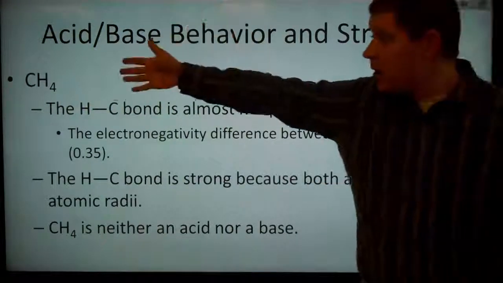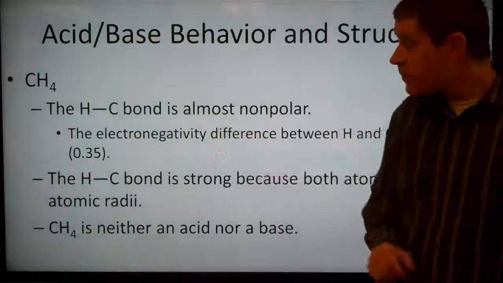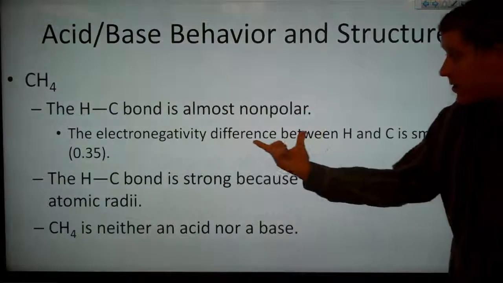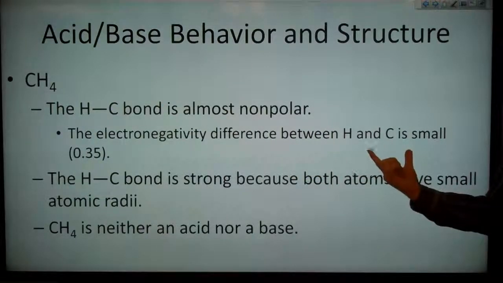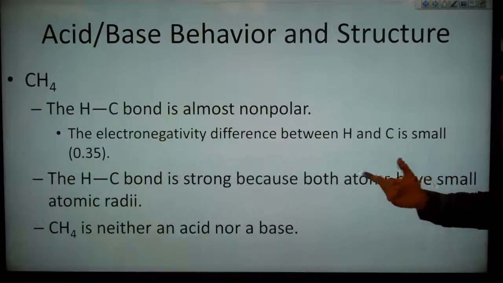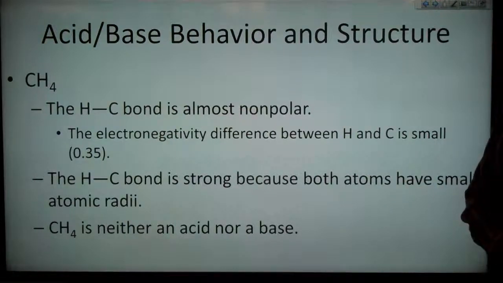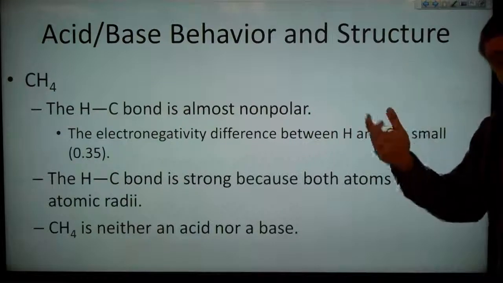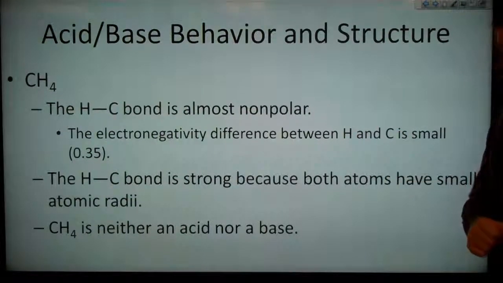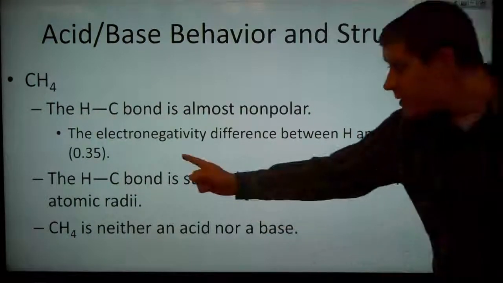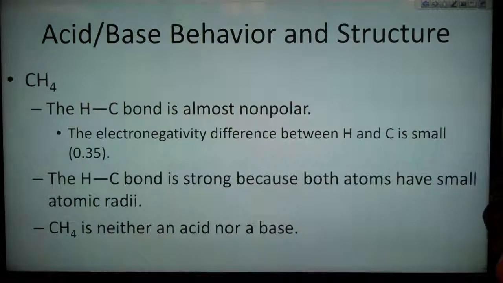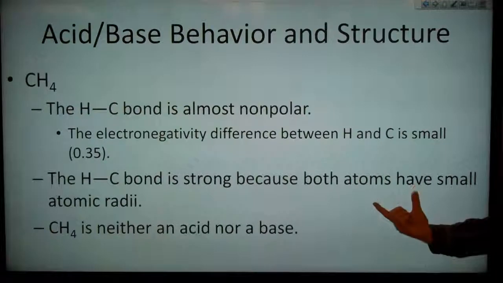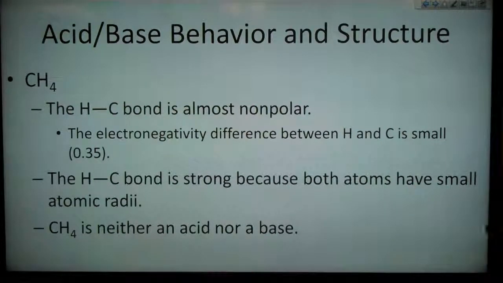Let's look at another one. We have methane, CH4. That hydrogen-carbon bond is almost nonpolar because the electronegativity difference between hydrogen and carbon is relatively small. It's only 0.35. The difference between hydrogen and fluorine is more like 2 or thereabouts for the HF. This means that our hydrogen-carbon bond is rather strong because both atoms have small atomic radii.